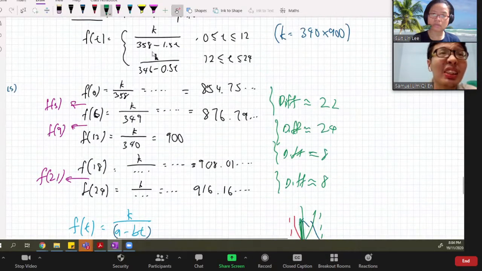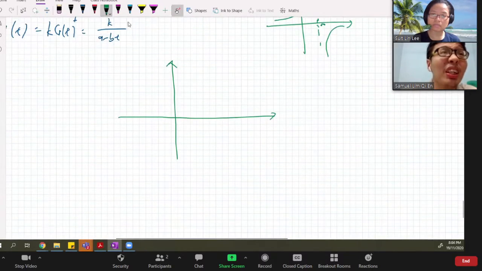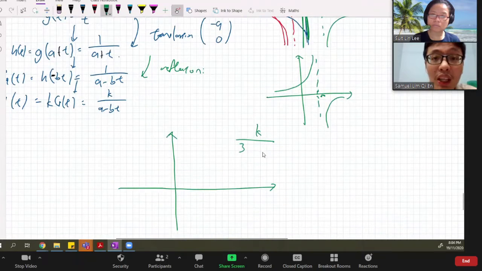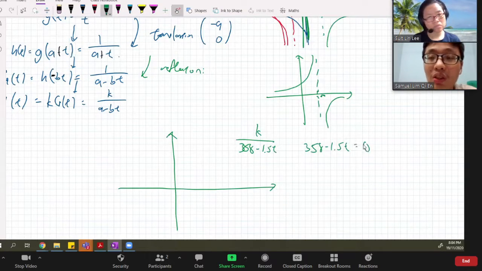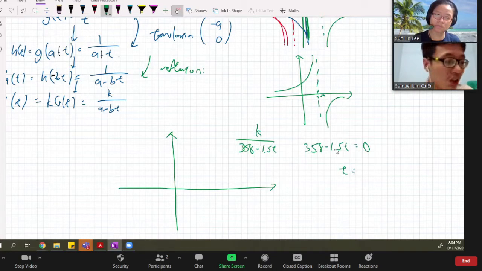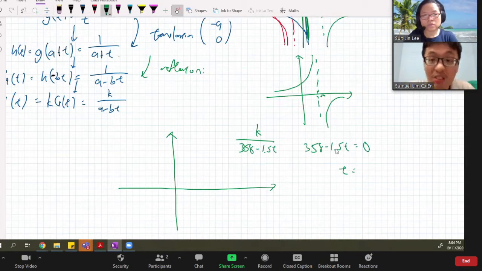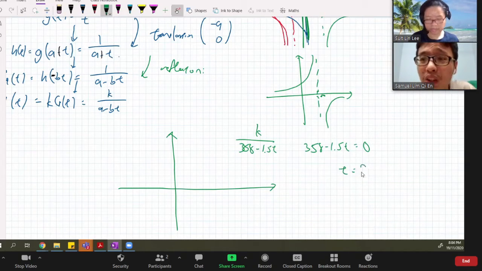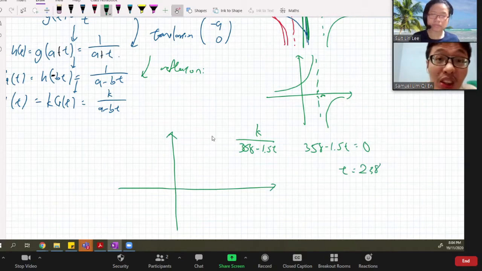Let's just consider the first one: k over 358 minus 1.5t. So you do 358 minus 1.5t equals 0. You get t equals 358 divided by 1.5, about 200 plus, 238. Doesn't matter. So our line here is 238.